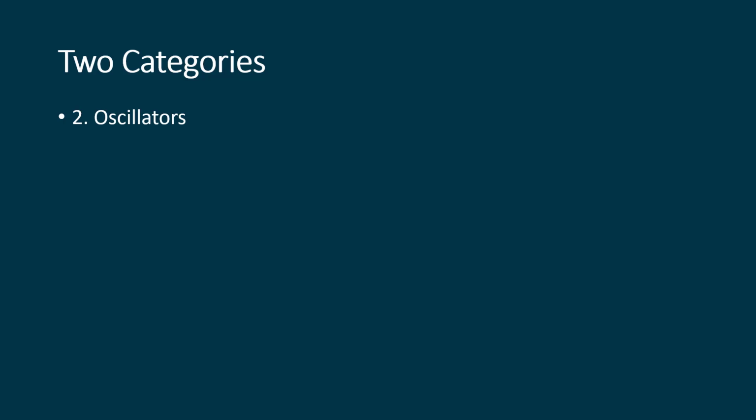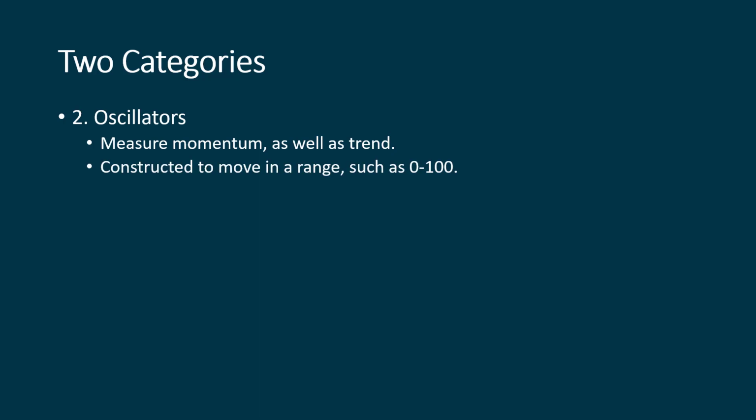That is an oscillator. They measure momentum as well as the trend. Momentum is shorter term, where trend is longer term. They're constructed to move in a range, like an oscillating fan. For example, a lot of oscillators have 0 as their bottom and 100 as their top, and that indicator will always stay within that range.